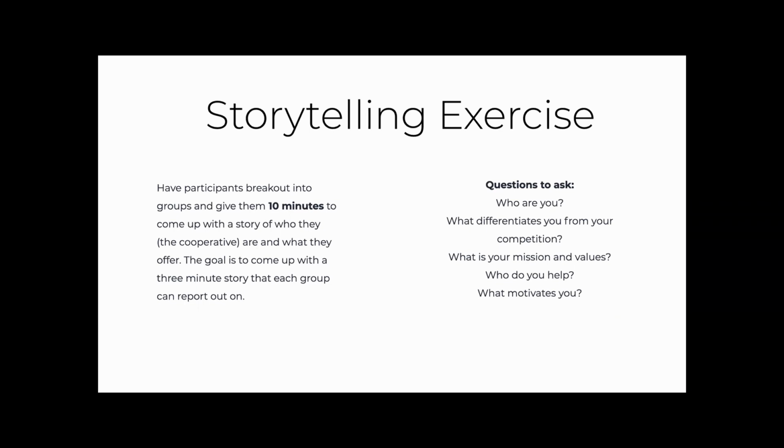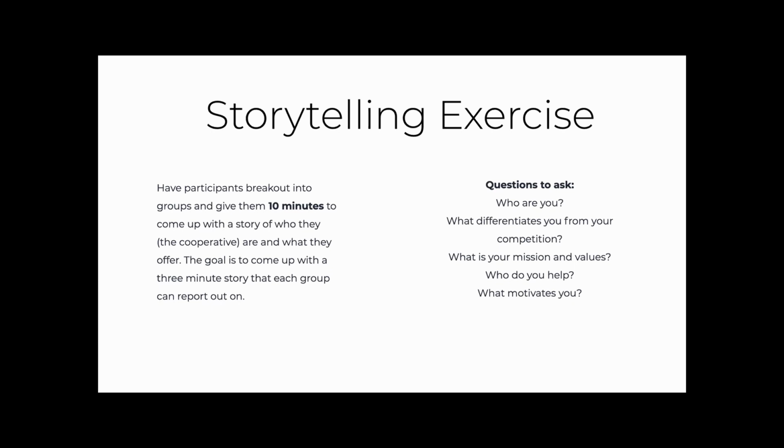We're not going to take 10 minutes to do this, but what I would actually have groups do, and maybe this is something you can do on your own time, is have participants break out into groups. We give them 10 minutes to come up with a story of who they are, who the cooperative is, and what they offer. That's a big part of it. The goal is to come up with a 3-minute story, like an elevator pitch, that each group can report out on. So we'll skip this. Sometimes I use this as a good way to do introductions, but we already did a little bit of introduction, so we'll save this for later.